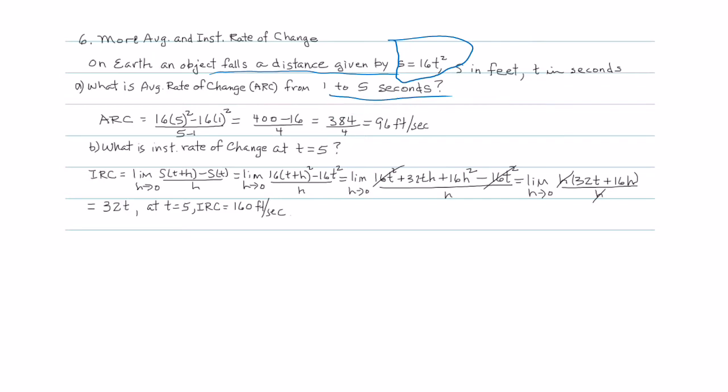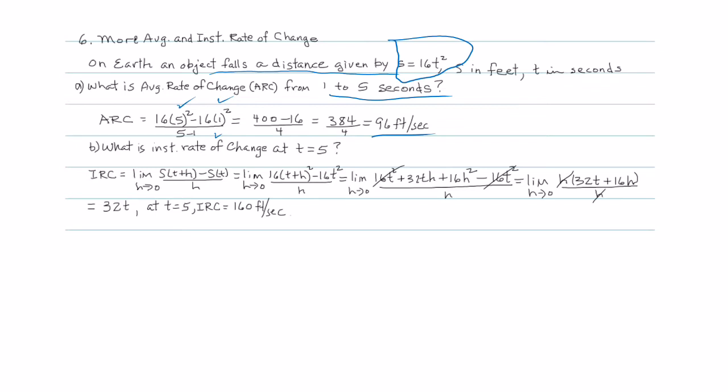Here again, you just plug in 5 and then plug in 1, subtract the two function values at the two points, and then divide by 5 minus 1. You quickly calculate it's 96 feet per second, the average speed of that object falling over a period of 4 seconds.